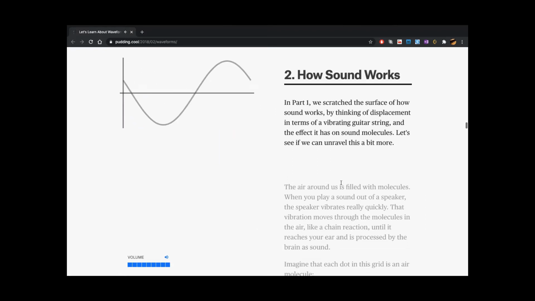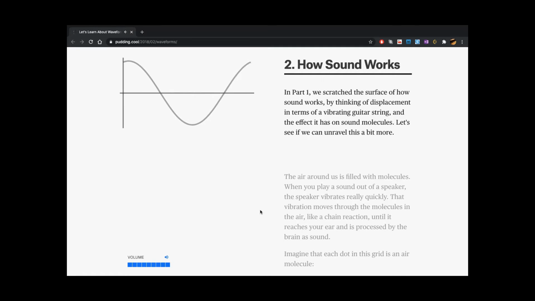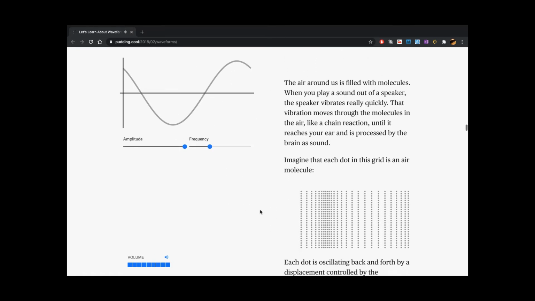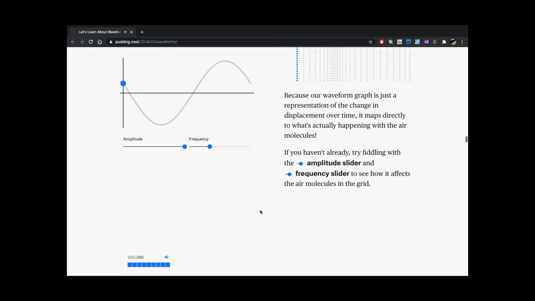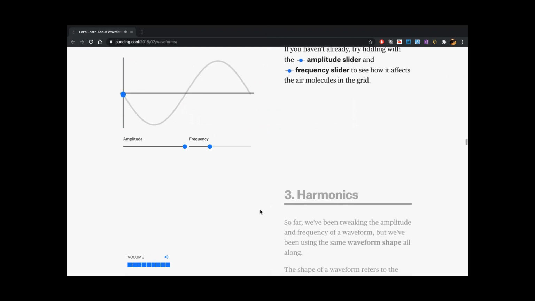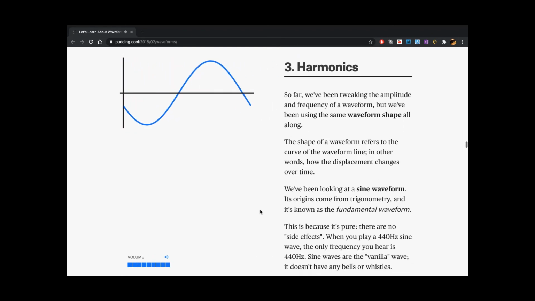Now the next concept, how sound works. I will skip this part. It is not important how air is vibrating. We may not agree with that interpretation.